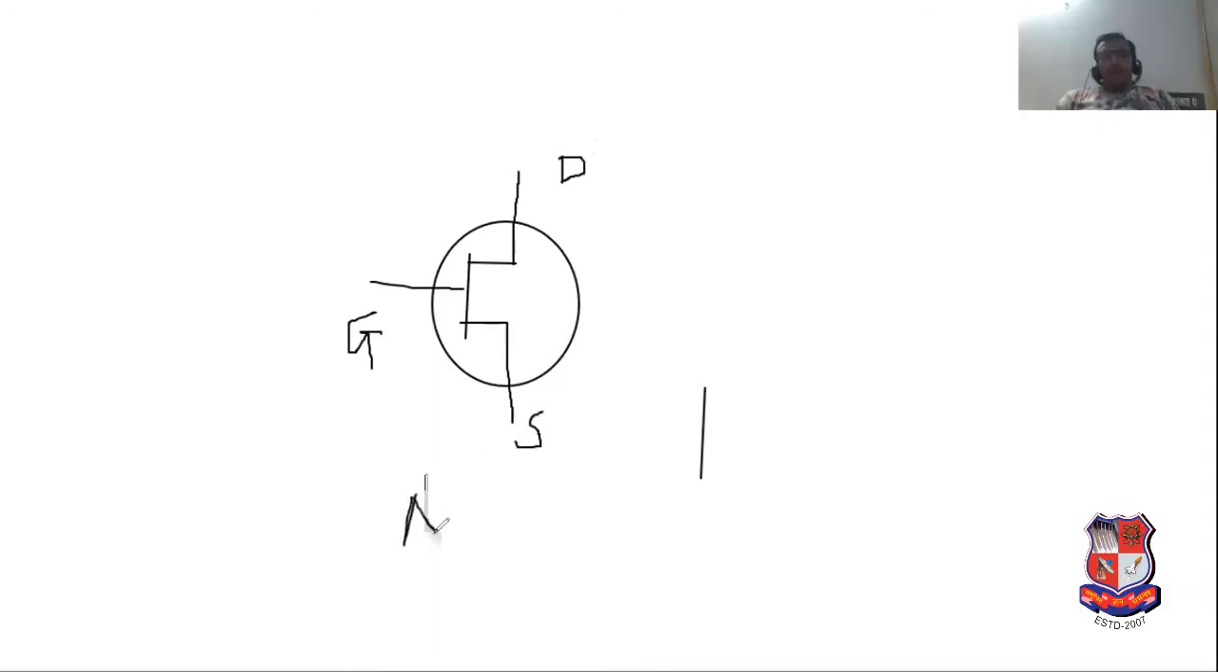Now see, if you want to sketch the symbol of N channel, the gate is considered as a P terminal, and between the P, it is considered as N material. So the current flow direction is P to N. See this. This is the direction of current, P to N. Please see this very carefully. This is the symbol.